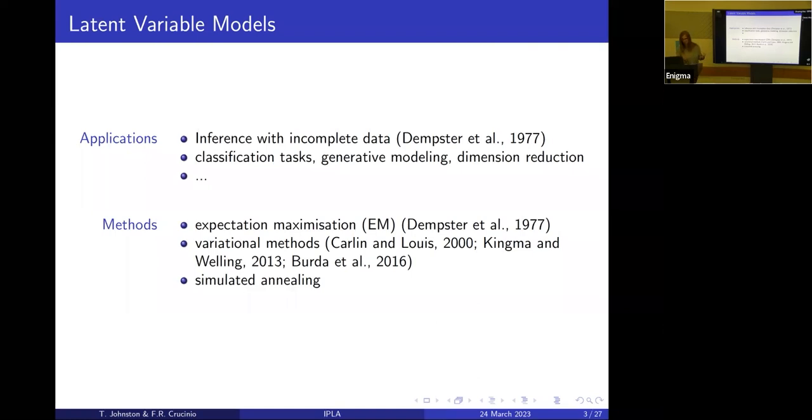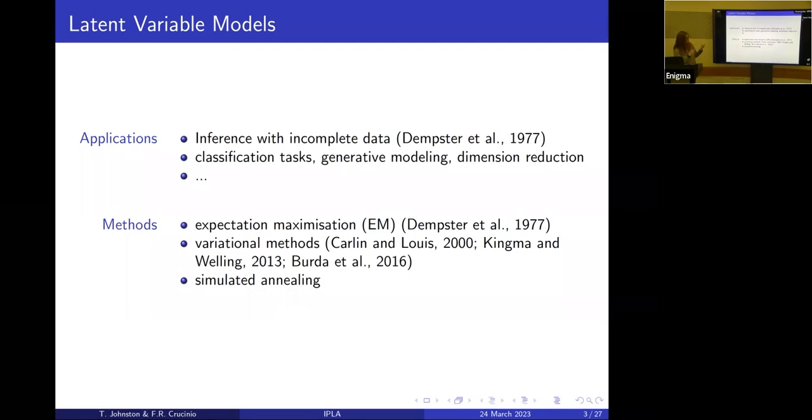Hidden Markov models are one example, and some of you know that I've been spending a lot of time looking at those. But more recently, they also appear quite a lot in the machine learning literature, in particular when you want to work on classification tasks, generative modeling, dimension reduction. So there really is a lot of scope for these sorts of models. And I mention here 3 methods, not because these are the only methods to perform inference in these models, but because they are somewhat related to what we're going to talk about.